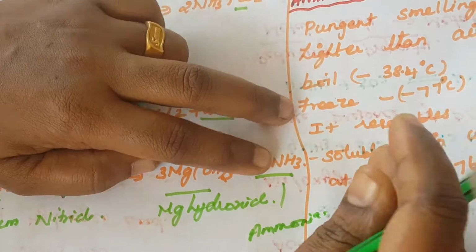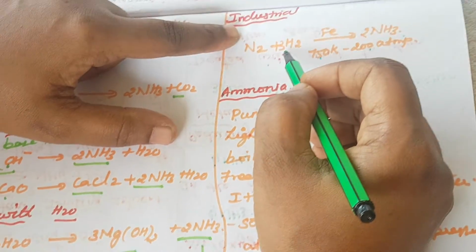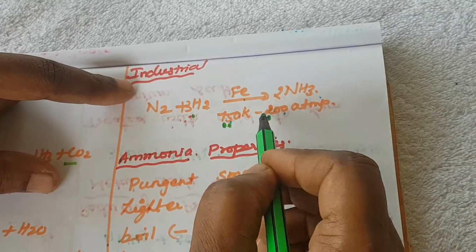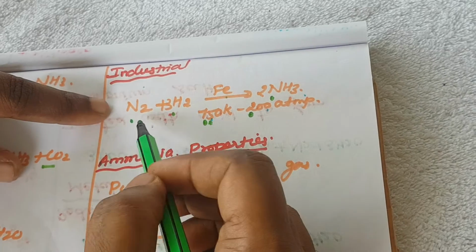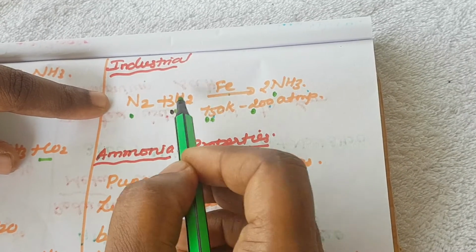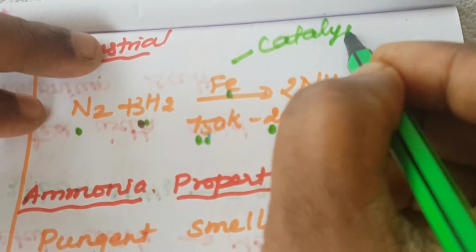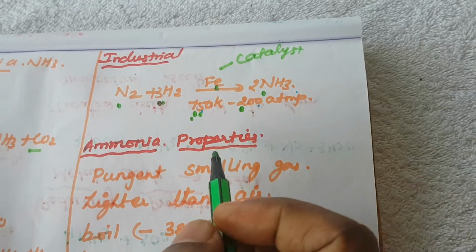Next is industrial preparation. What is the industrial preparation? Nitrogen reacts with hydrogen in the presence of an iron catalyst, heated at 750 Kelvin at 200 atmospheric pressure, to form ammonia. That is called the industrial preparation of ammonia.